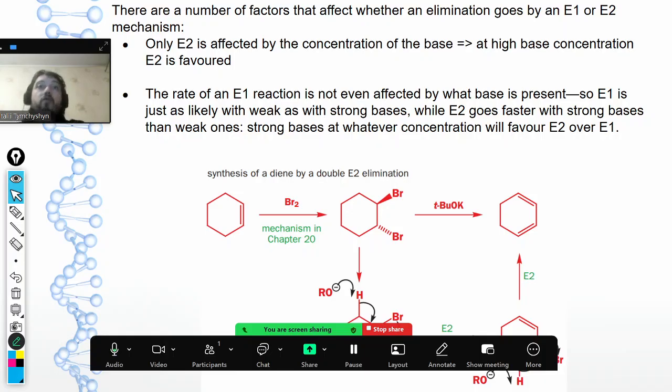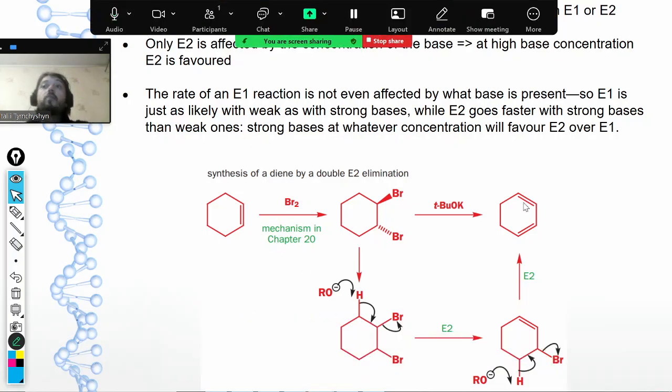The rate of an E1 reaction is not even affected by what base is present. So E1 is just as likely with weak as with strong bases, while E2 goes faster with strong bases. Well, that's basically reasonable. Once again, the rate determining step for E1 does not involve any base, so whatever you use, everything's okay. While E2 involves it, and you want to have a stronger base to abstract that proton.